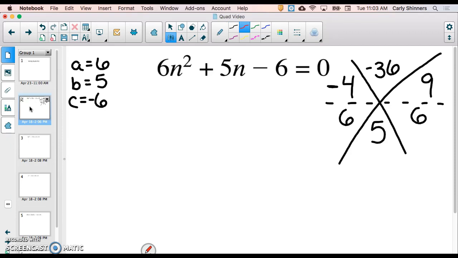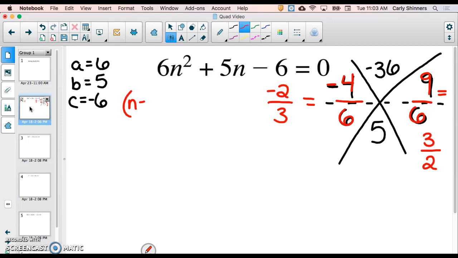So my next step is to simplify these fractions. So negative 4 divided by 6, how can I simplify that? I can divide top and bottom by 2, and I get that fraction. And then 9 divided by 6, I can divide top and bottom by 3, and I get 3 halves. So now let's put this in factored form. So n minus 2/3, n plus 3 over 2, and that's equal to 0.